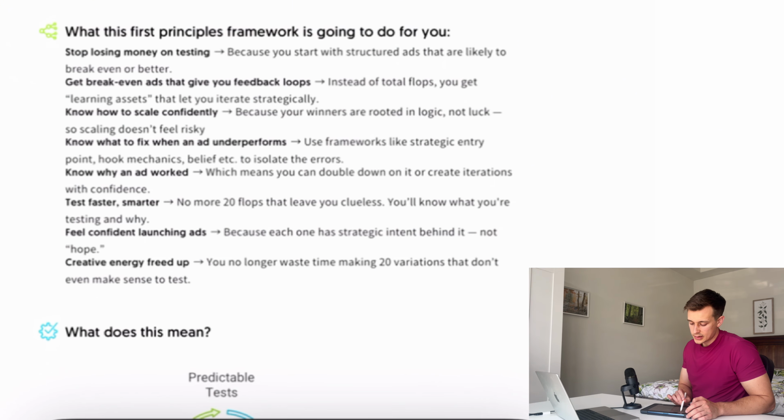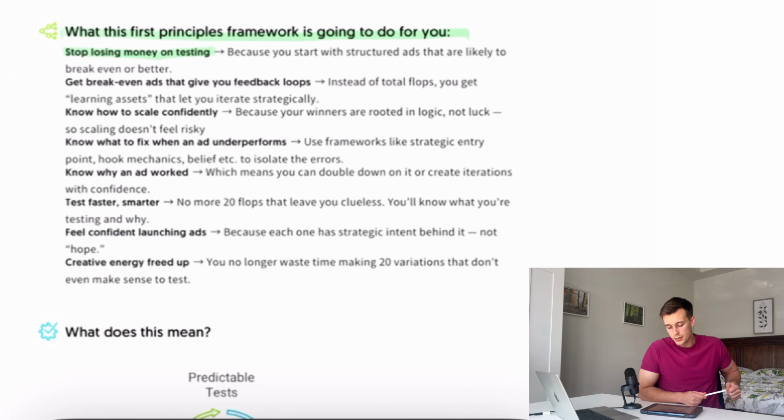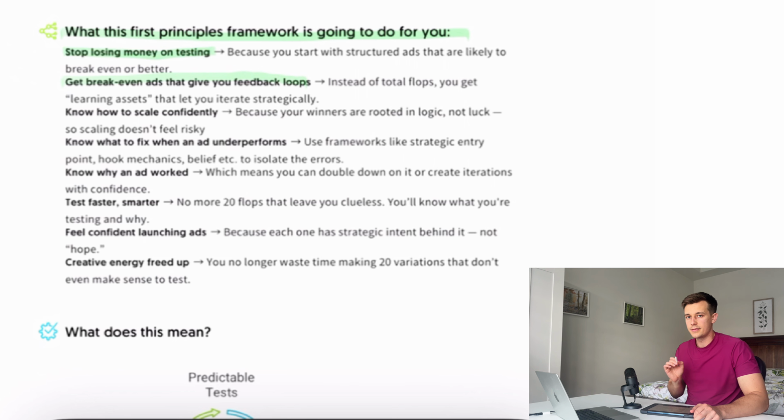So what this first principles framework is going to do for you is it's going to allow you to stop losing money on testing. That's really important. Why would you want to create 30 ads and not have a clue what's going to work? You should actually know which ads are going to work before you go ahead and test them. Get break even on ads that give you feedback loops.